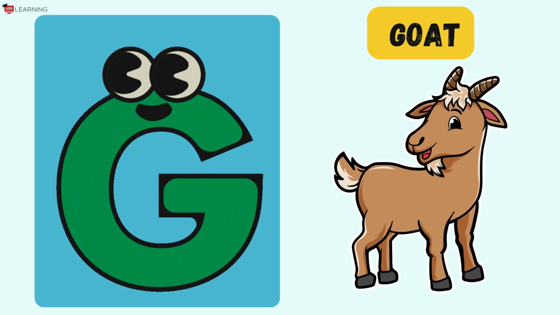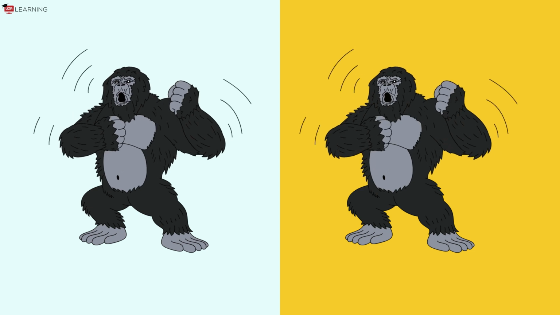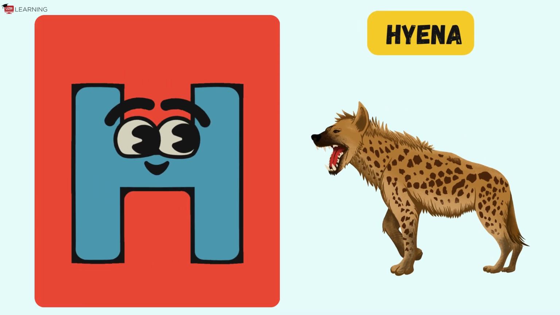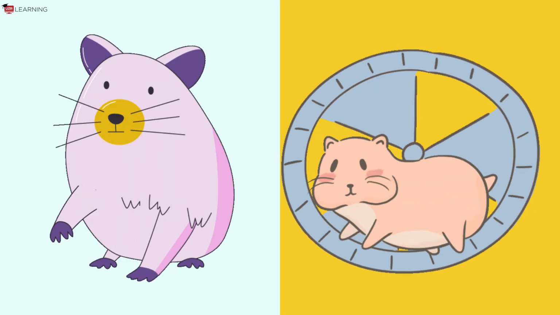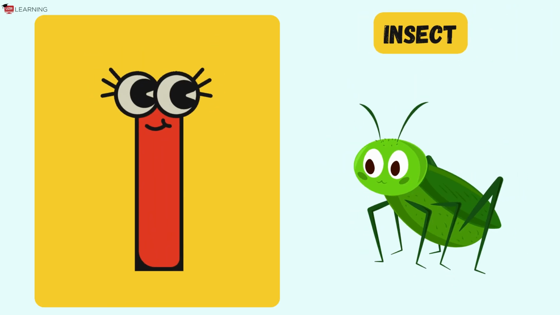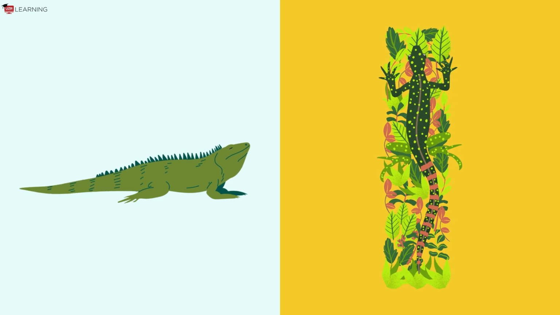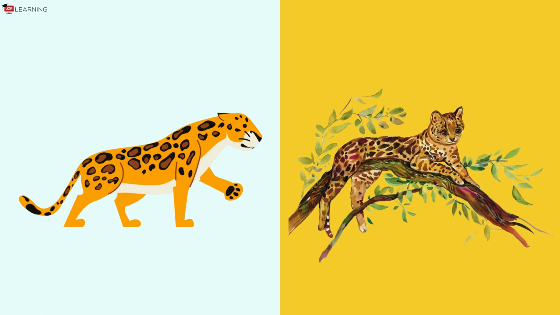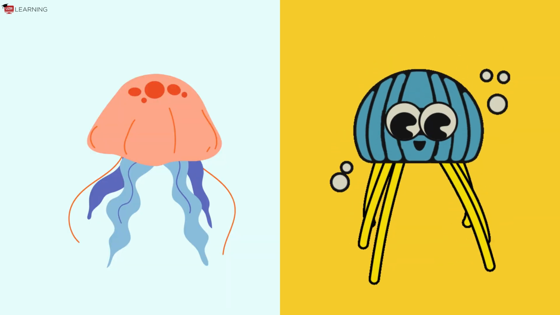G is for goat, gorilla. H is for hyena, hamster. I is for insect, iguana. J is for jaguar, jellyfish.